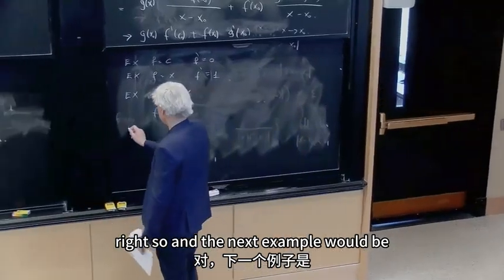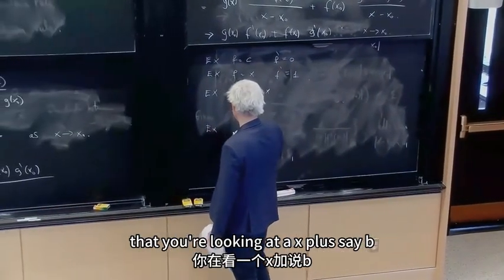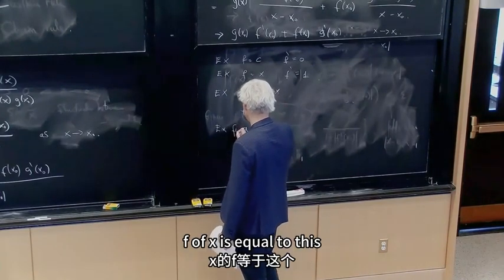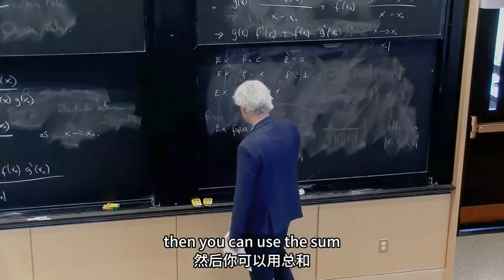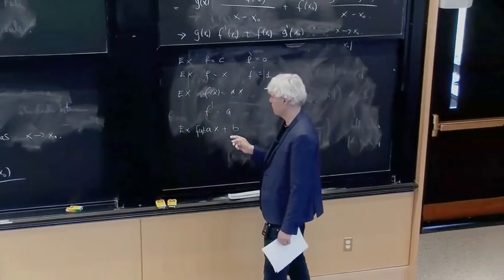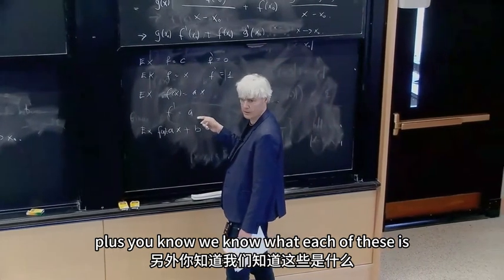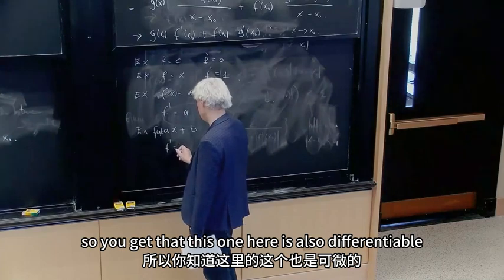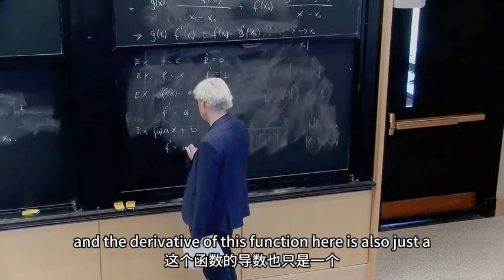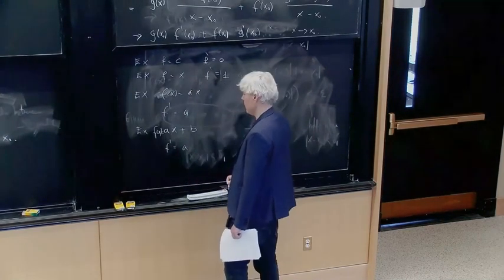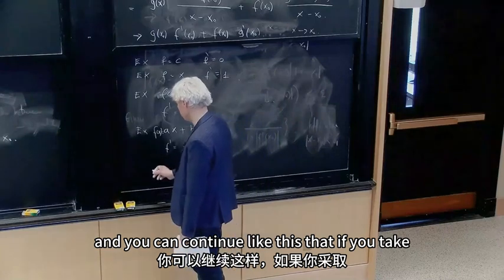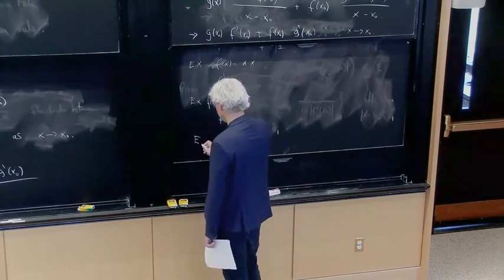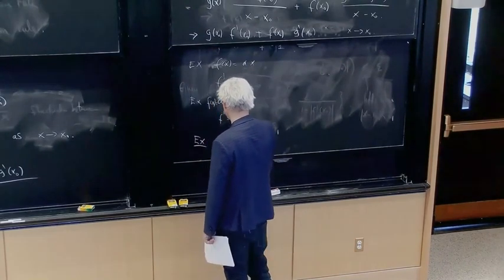Right, so the next example would be that you're looking at f of x equal to ax plus, say, b. Then you can use the sum rule, since we know what each of these is. So you get that this one here is also differentiable, and the derivative of this function here is also just a.